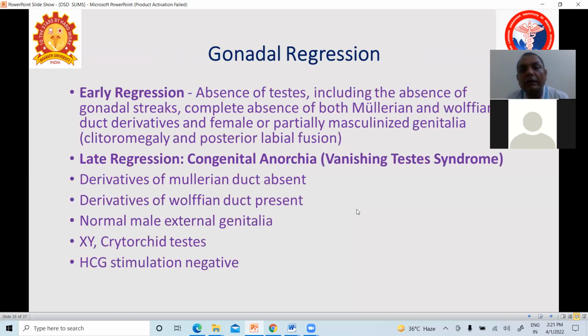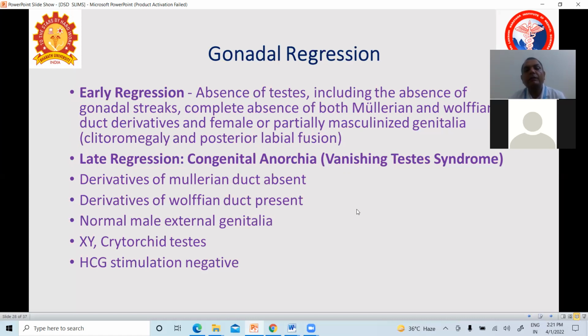The other thing is gonadal regression syndrome, and this can be of two types. Gonads can regress early or late. We will discuss one by one. In early regression, testes will be absent, with complete absence of both Mullerian and Wolffian duct derivatives and female or partially masculinized genitalia.